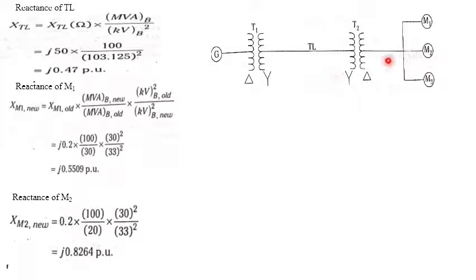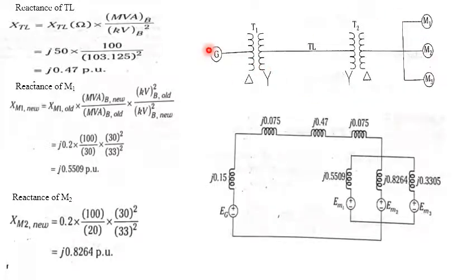Draw the reactance diagram based on the one-line diagram. This is the generator reactance plus source EMF, transformer T1, the transmission line, and transformer T2. Motors M1, M2 and M3 are connected in parallel, each with its reactance and source EMF, through a common ground. This is how we need to solve the numerical. In this numerical, there is a change between the actual value and the base value across the transmission line side.